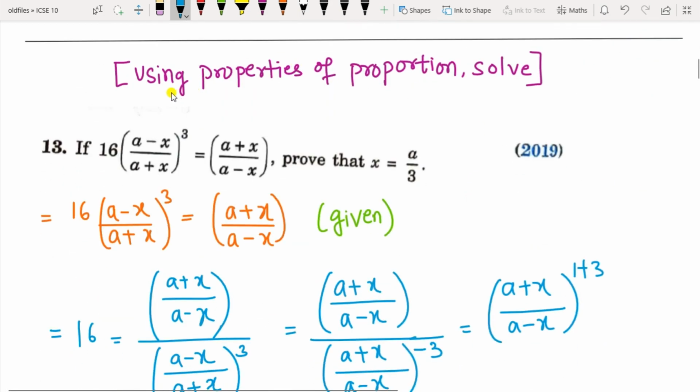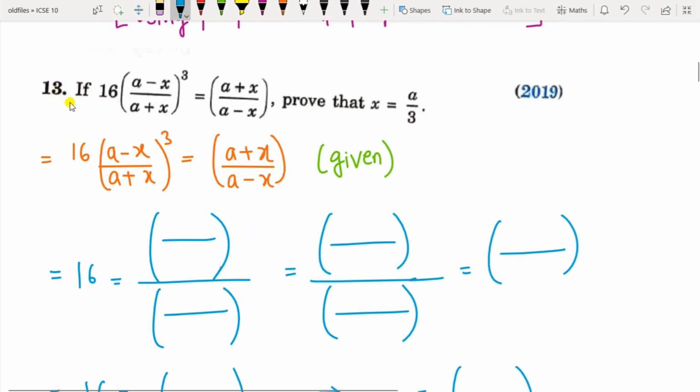The question may be asked in the exam as: using properties of proportion, solve the given equation, or find the value of x. This question was asked in 2019 here. Let's start with question 13.